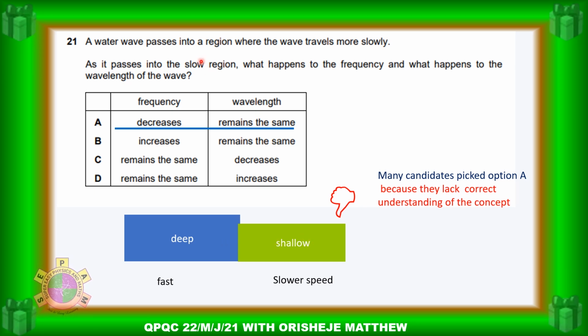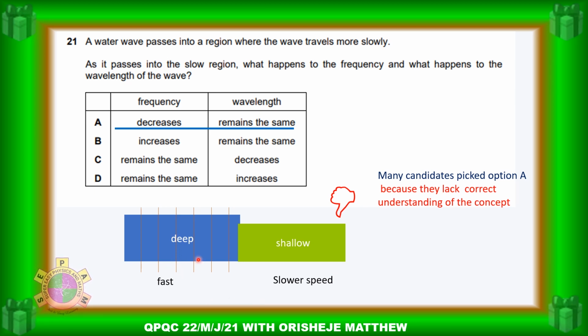Now when you say it's passed from deep water into a shallow region, you see I'm deliberate. This lemon color you see, the depth of the water is lower, while this blue here, the depth of the water is higher. So you have deep water, then here you have shallow water. Now in deep water, water waves travel faster, so you have a higher velocity, while in shallow water it has a slower speed.